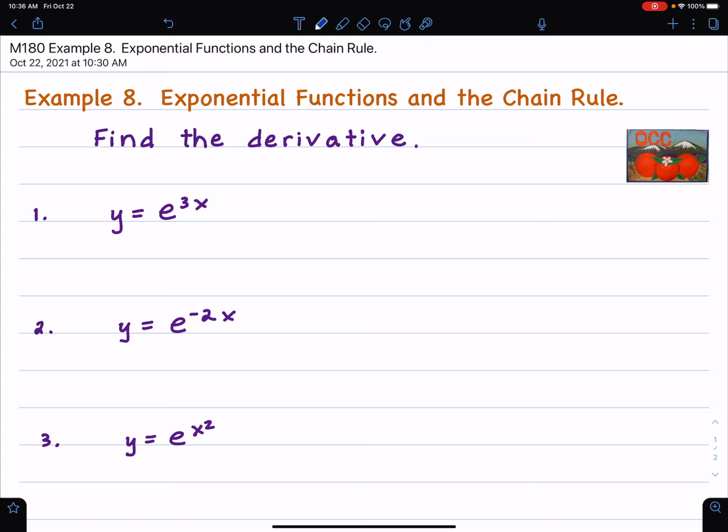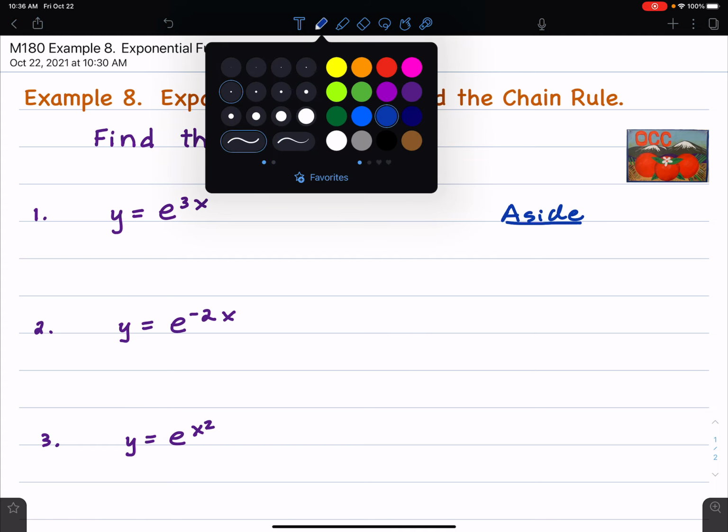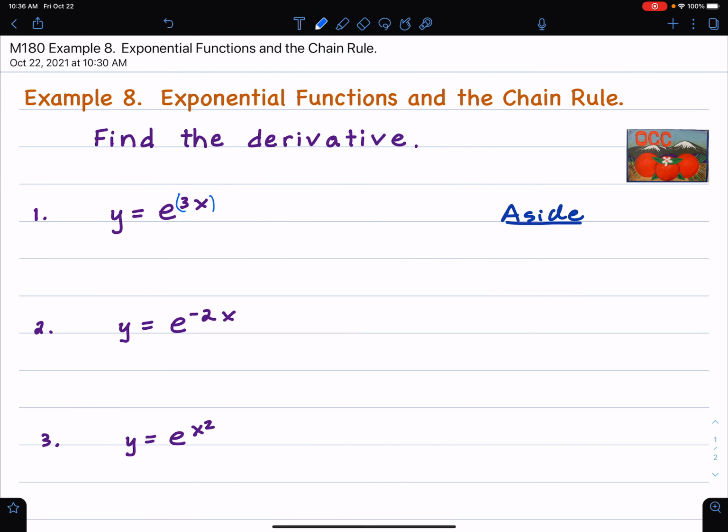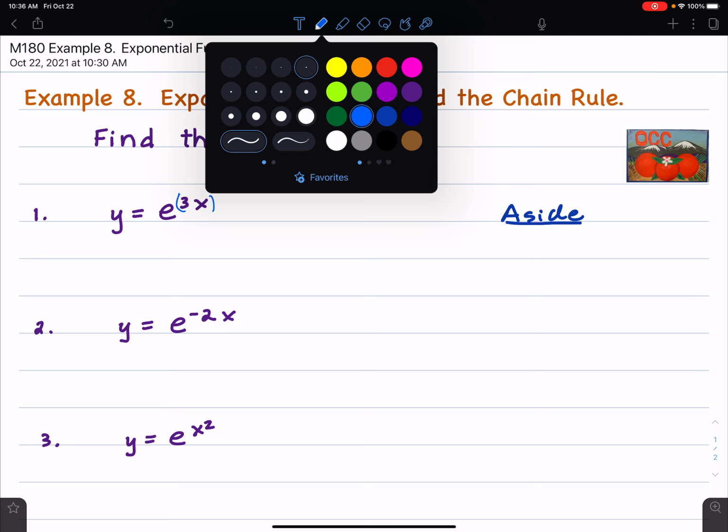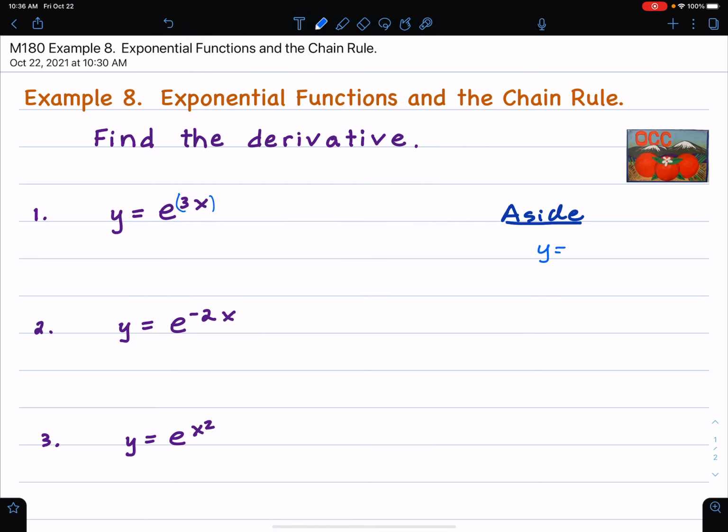Hello everyone, here we are going to do some derivatives of exponential functions. So let's go ahead right on the side of the paper, write down an aside here. Now, these are exponential functions and they're compositions of an exponential function y equals e to the u. So here we have y equals e to the u. And in this case, u equals 3x. And we're finding the derivative, and the derivative is with respect to x.